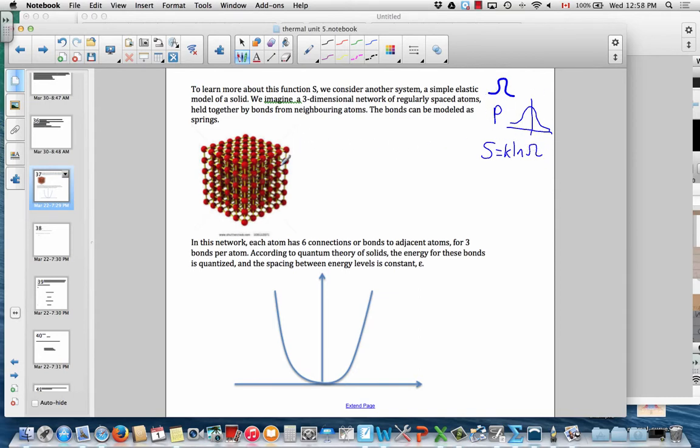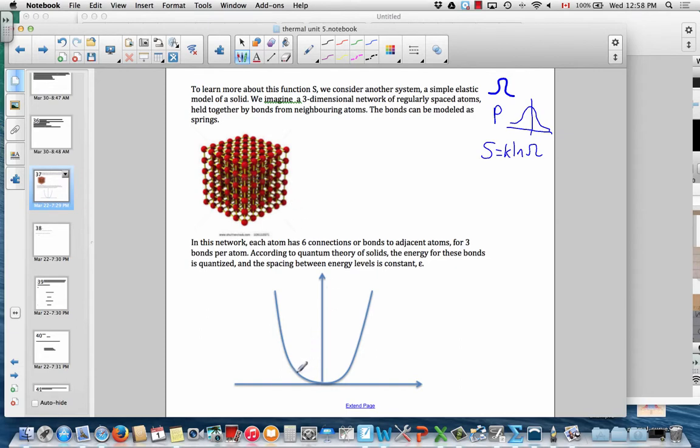This time we're going to look at another system where we can calculate the multiplicity and investigate this s function and some of the conclusions that we can draw about it. We're going to look at a really simple model of a solid, the Einstein model of a solid, where each atom is connected via an elastic bond to its 6 nearest neighbors.